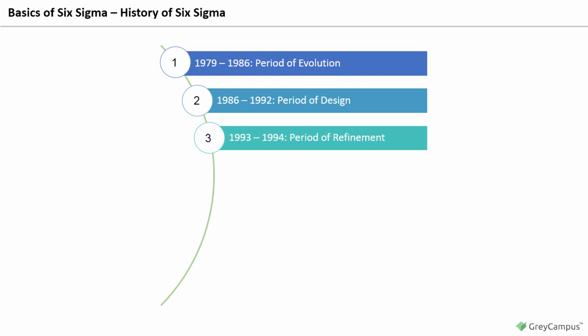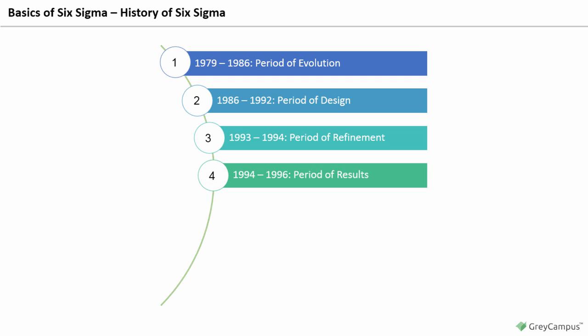1993 to 1994, period of refinement. Six Sigma went through yet another phase of refinement, and steps such as design of experiments were taken to advanced levels by individuals such as Taguchi, etc. 1994 to 1996, period of results. Most manufacturing organizations started gaining the results and reflecting them in their quarterly financial statements.